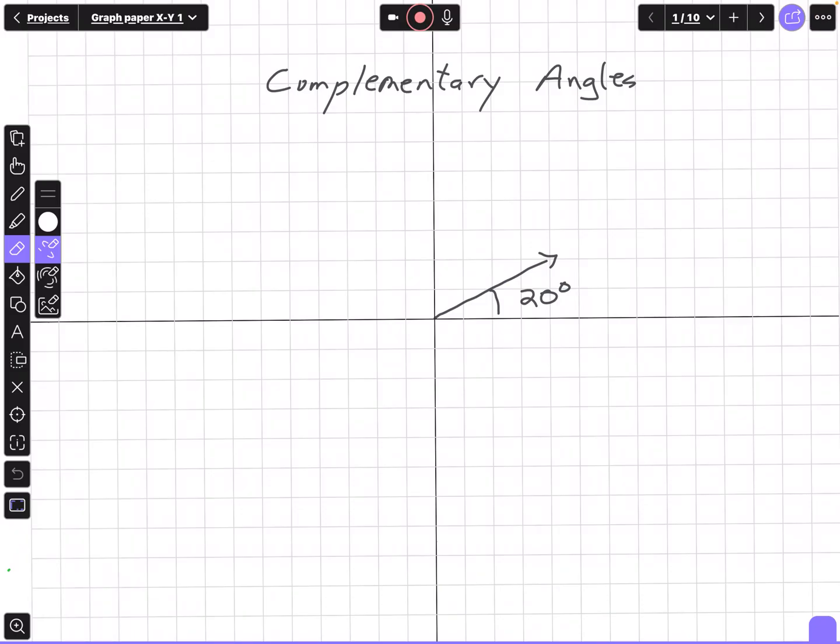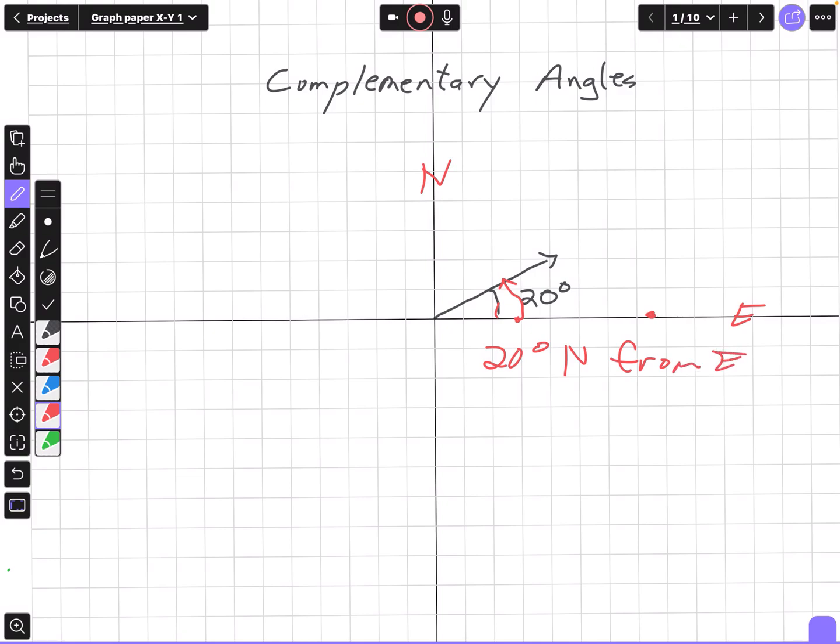Now, first we talk about complementary angles. How could I describe this angle right here two different ways? Well, the first way is this angle is in between, this is east, and this is north. So it's 20 degrees. If I'm starting right here at the east and going here, I'm going north from east, so it's 20 degrees north of east. Or if I look at it from the other direction, I have to go 80 degrees east from north. That's another way of describing that.